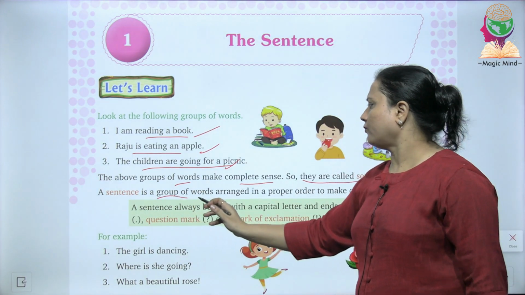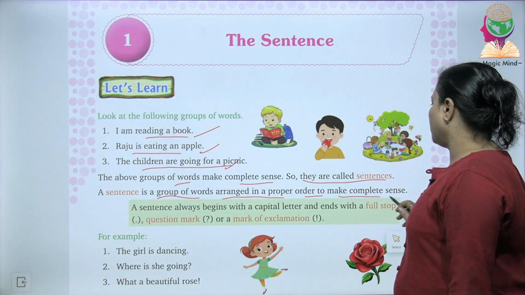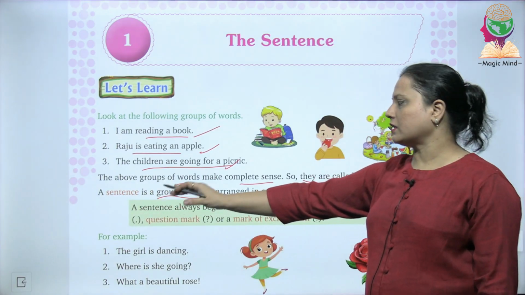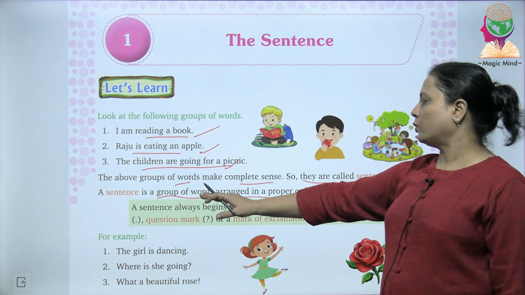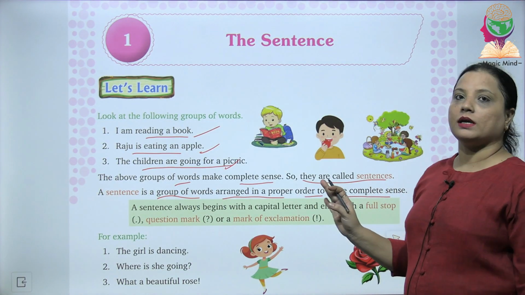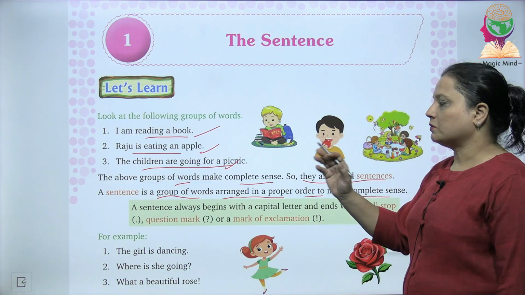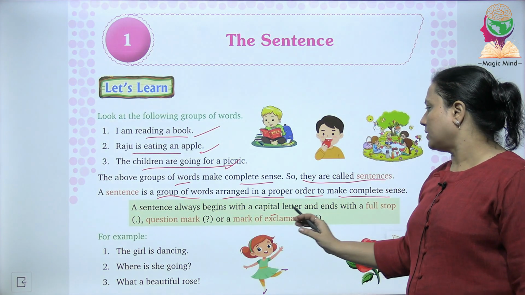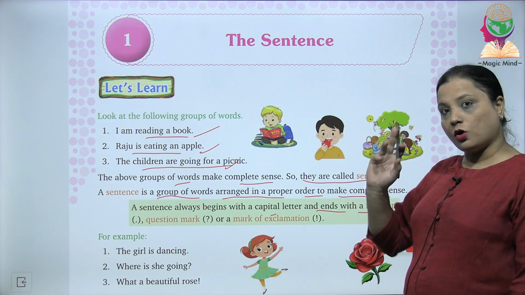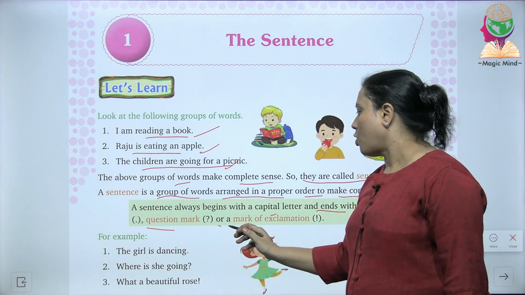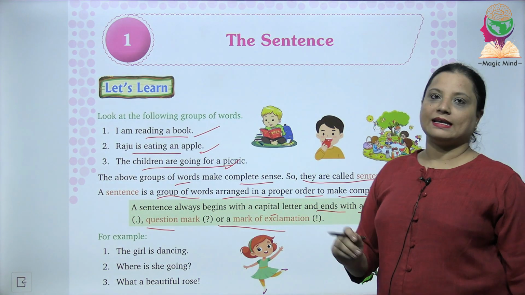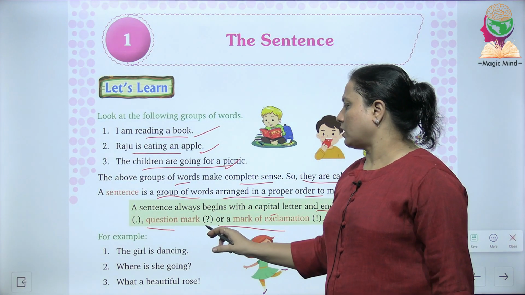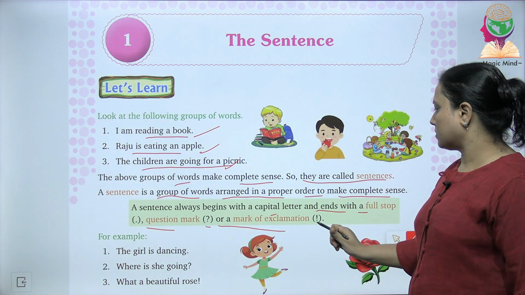A sentence is a group of words arranged in a proper order to make complete sense. Hence, what is the definition of a sentence? It is a group of words arranged in a proper order to make a complete sense. Something important about a sentence is that it always begins with a capital letter and ends with a full stop, or it might also end with a question mark or an exclamation mark. A full stop means a dot, and there are symbols for the question mark and the exclamation mark.